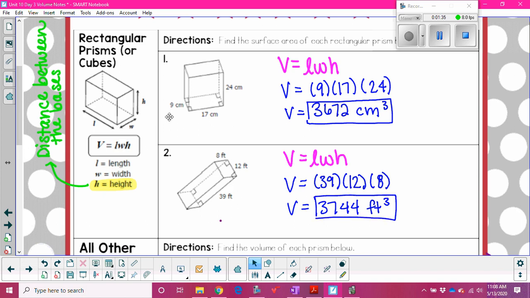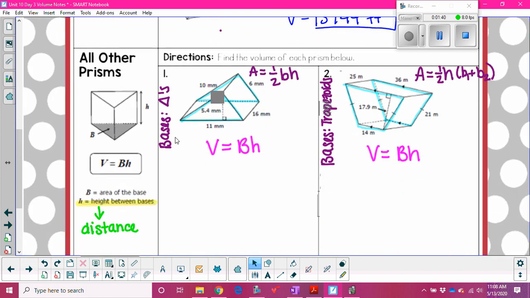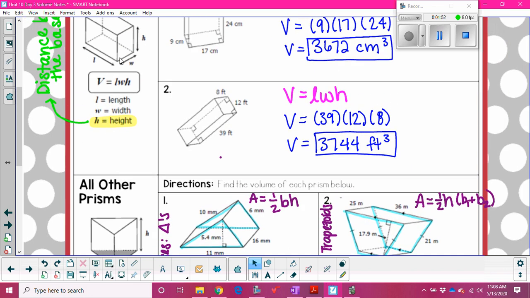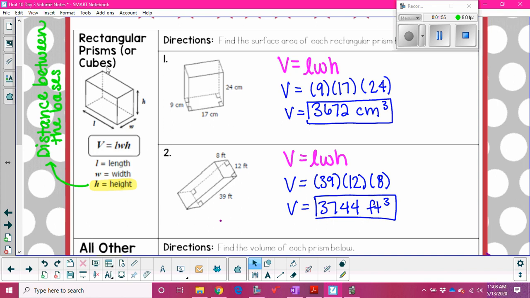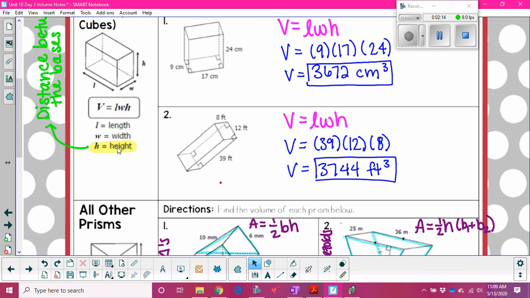Okay, so those are rectangular prisms and cubes. So let's look at all other prisms. Now what we do is we have the volume equals area of the base times the height, which is really the same thing that we were doing a while ago, because if you look up here, we were doing rectangular prisms and cubes. And LW here, length times width, that is the area formula for a rectangle. You could also say it's the one for a square, because square is S squared, the two sides multiplied together. So really all we're doing on these prisms is taking the area of the base and multiplying it by the height, which is the distance between the bases.